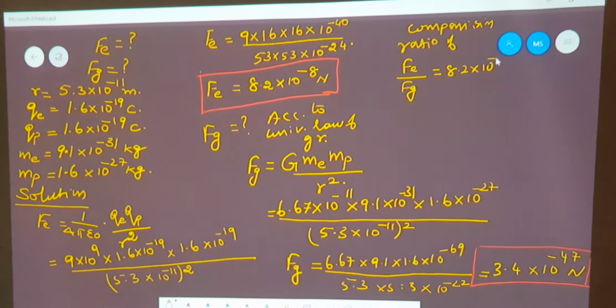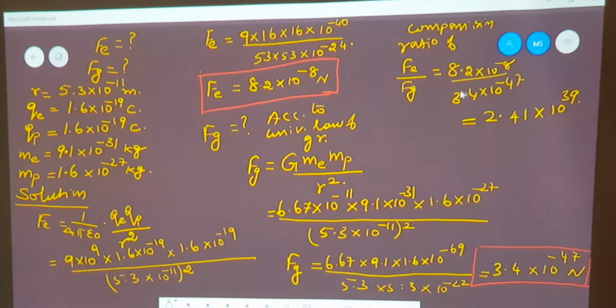So this value is considered to be very high compared to gravitational value. When you are considering the value 8.2 into 10 to the power of minus 8 divided by 3.4 into 10 to the power of minus 47, dividing it, you will be able to get 2.41 into 10 to the power of 39.